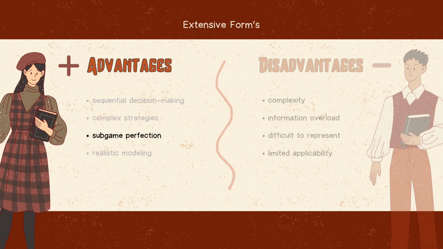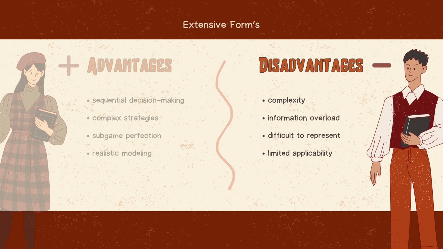It enables the concept of subgame perfection, where players make optimal decisions not only at the start but also at every subsequent decision point. This leads to more refined and strategic gameplay. Realistic modeling. Extensive form games are well suited for modeling real-world scenarios that involve a series of interconnected decisions. They can capture the complexity of strategic interactions in various contexts, such as economics, politics, and biology.